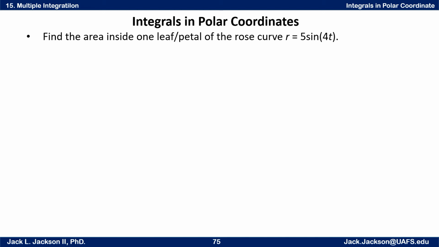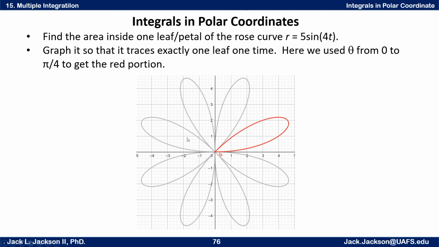Okay, so see if you can graph that yourself. Come back when you think you have it. Press pause now. Okay, so here's the full 8-leaf rose that you see in gray here, but the red part is just one particular leaf. You could have picked any one of them.